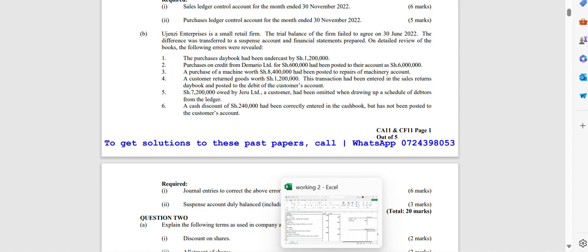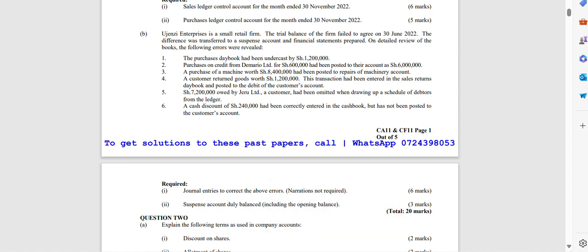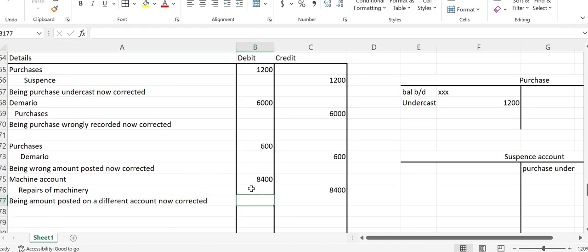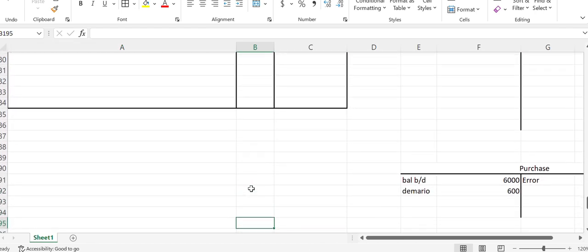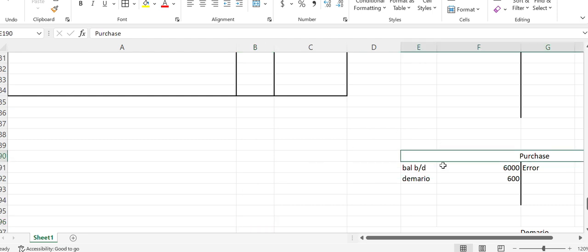The transaction had been entered in the sales return day book, meaning yes, it is supposed to be entered in the sales return day book because the customer has returned the goods, and posted to the debit side of the customer account. Now this is where the error was committed, because if the customer returned goods, on the customer account you are supposed to credit. So let us open that account for you to understand. So this one is going to affect the trial balance because it was posted on the wrong side.